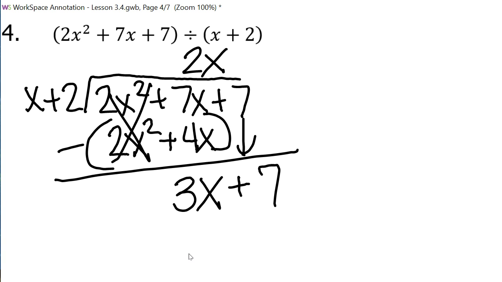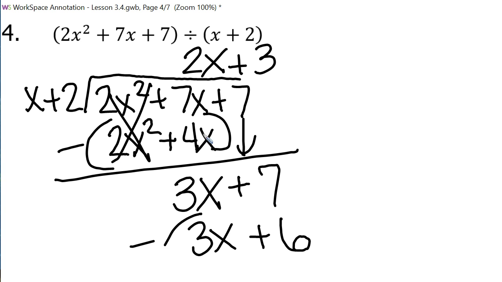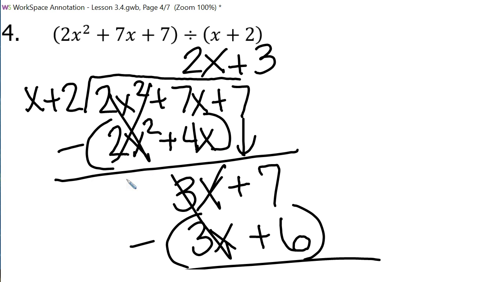Now look at your numbers out front. We have an x and we have a 3x. So what do we multiply x by to get the 3x? 3. Positive 3 is our last answer. After I get that answer, what do I do with it? Multiply it. So what is 3 times x? 3x. So what is 3 times 2? Multiplying, so 3 times 2 would be 6. What do I do with these? Subtract them. Yeah, 3x minus 3x is 0.